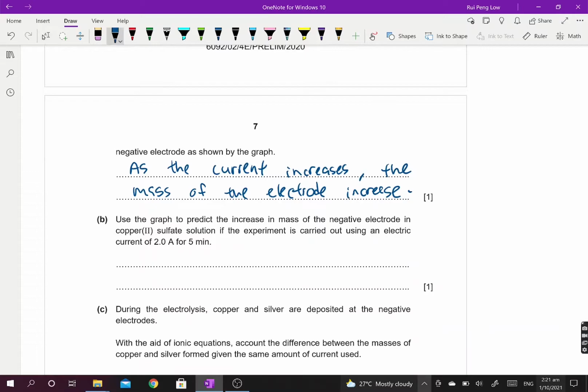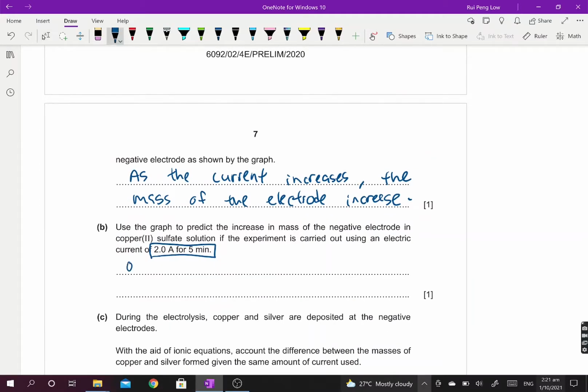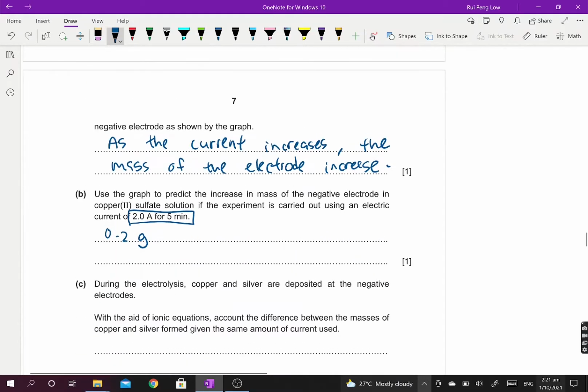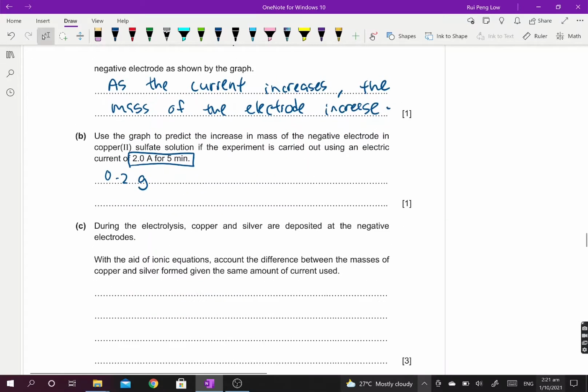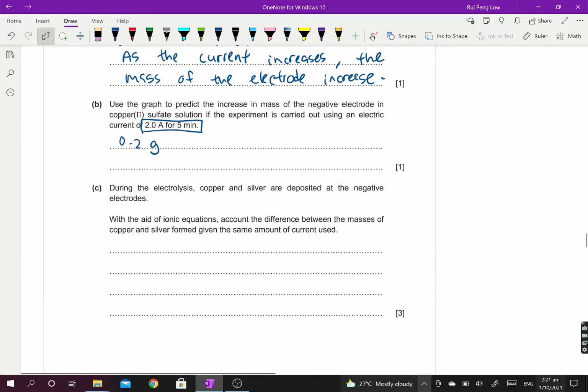Now, this is the tricky part. You are using 2 ampere for 5 minutes, which means your mass will be 0.2 grams. This is a trick question, so do not just read off the graph and say that the mass is 0.4. During electrolysis, copper and silver are deposited on the negative electrode. With the aid of ionic equations, account for the difference between the masses of copper and silver formed given the same amount of current is used.